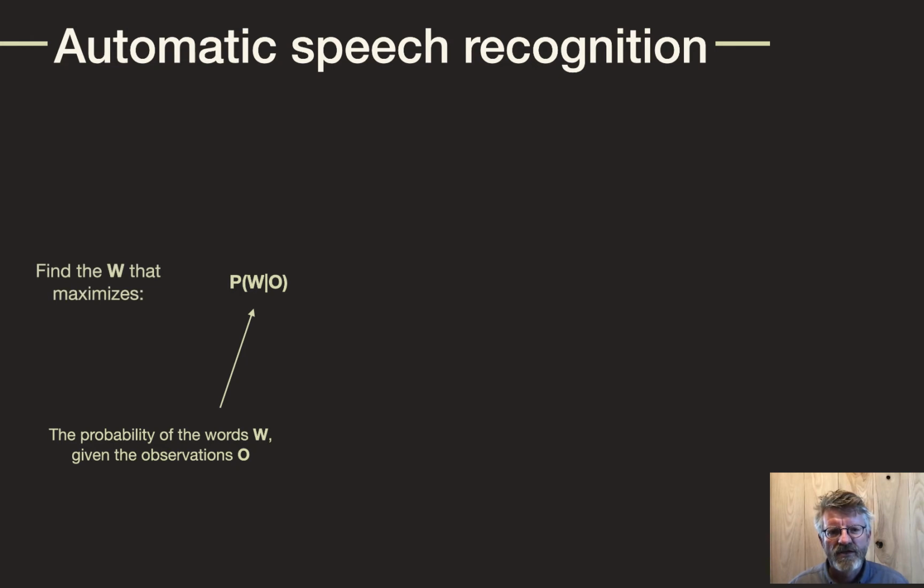Automatic speech recognition is based on computing this probability. This is the probability of a certain word sequence given a set of observations. The purpose is to find a word sequence that maximizes this probability. So what is the most likely word sequence given the observations? And this is something that is not so easy to compute, but we use Bayes' rule.